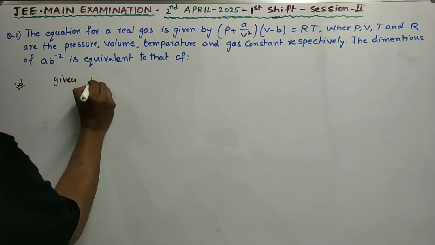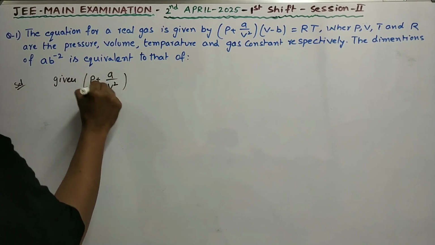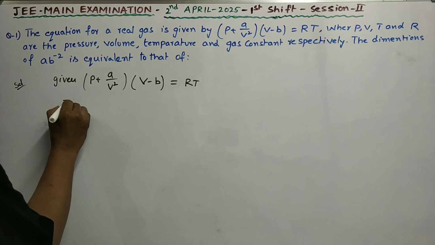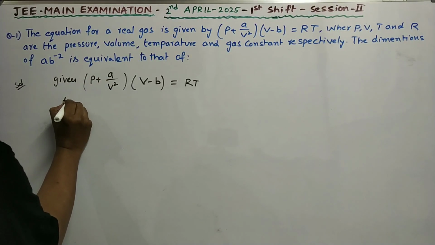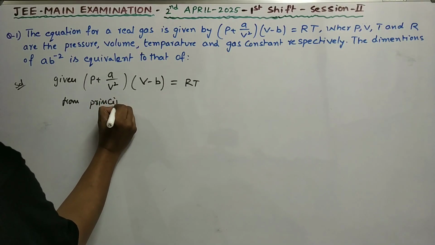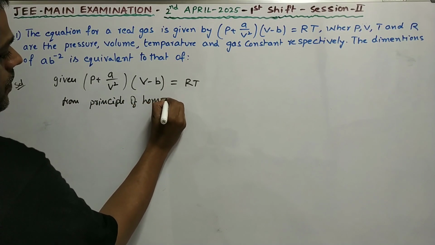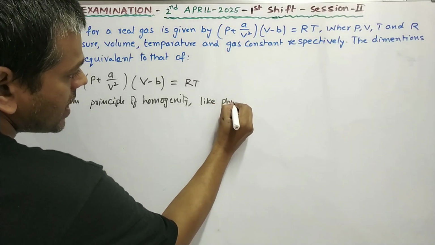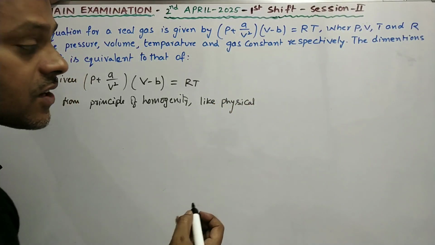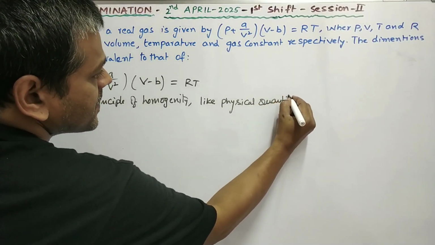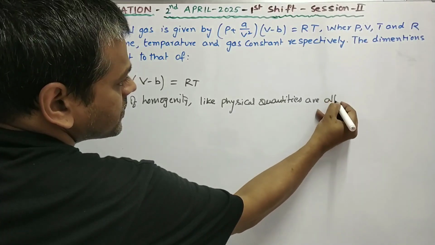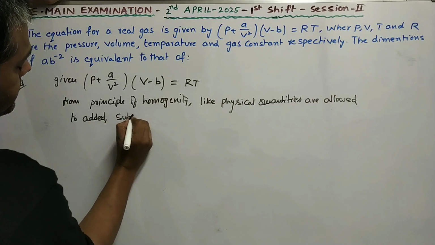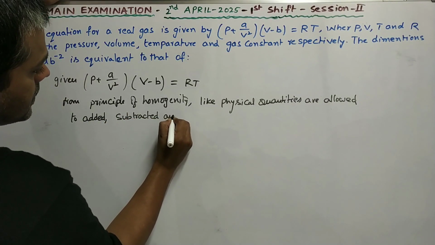Okay, to see what is given: the equation for a real gas. What is that? (P plus A by V square) into (V minus B) is equal to R into T. Okay, you know, according to the principle of homogeneity, what does it tell us? From the principle of homogeneity, like physical quantities, that means same kind of physical quantities, are allowed to be added, subtracted and equated.